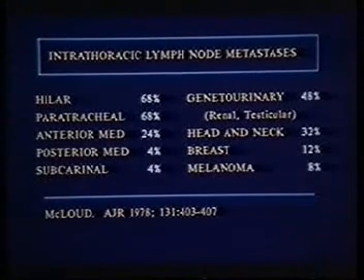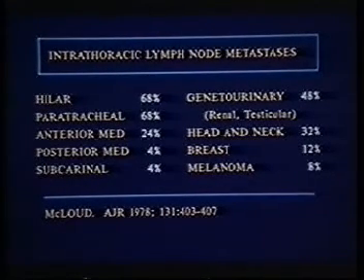Intrathoracic lymph node metastases are commonly middle mediastinal. In a study reported by Teresa McLeod in 1978, among the patients she studied who had mediastinal adenopathy, hilar nodes and paratracheal nodes were certainly most common. Anterior mediastinal nodes also were seen, but less common. Posterior mediastinal and subcarinal adenopathy much less common in her series.